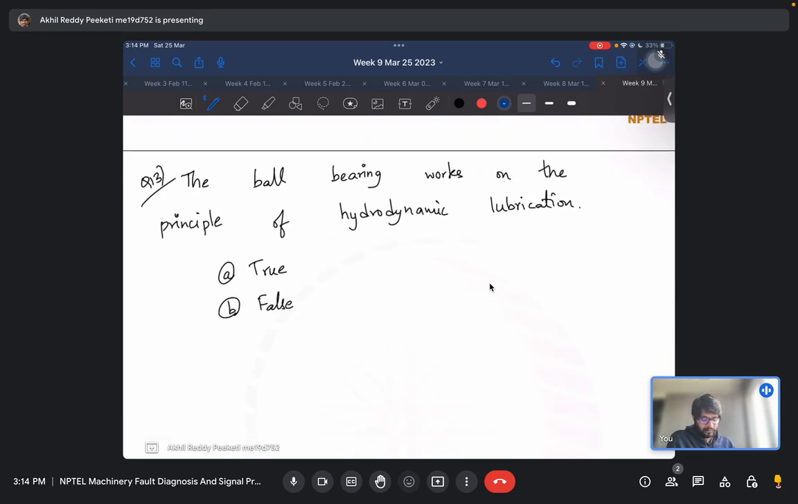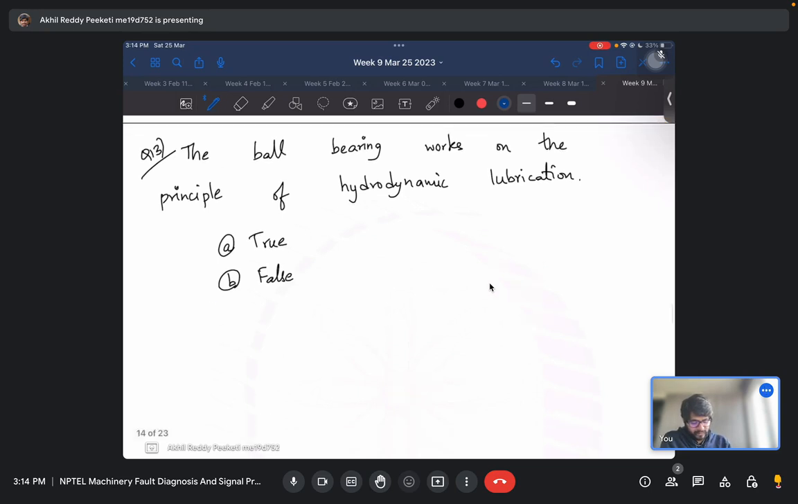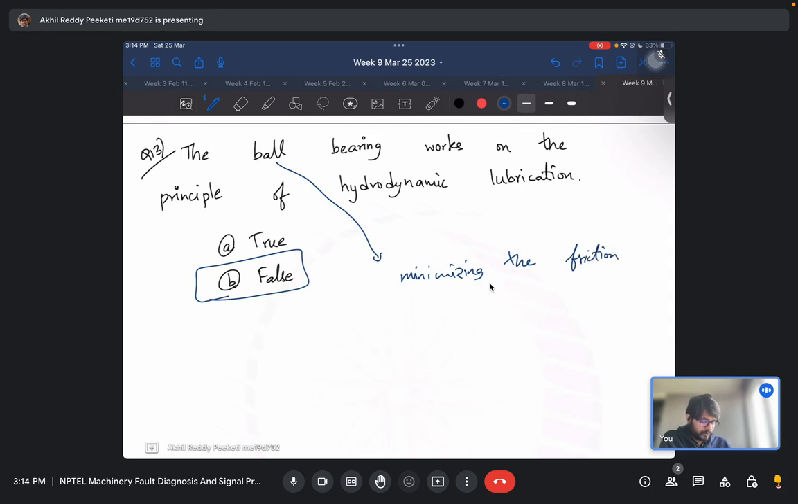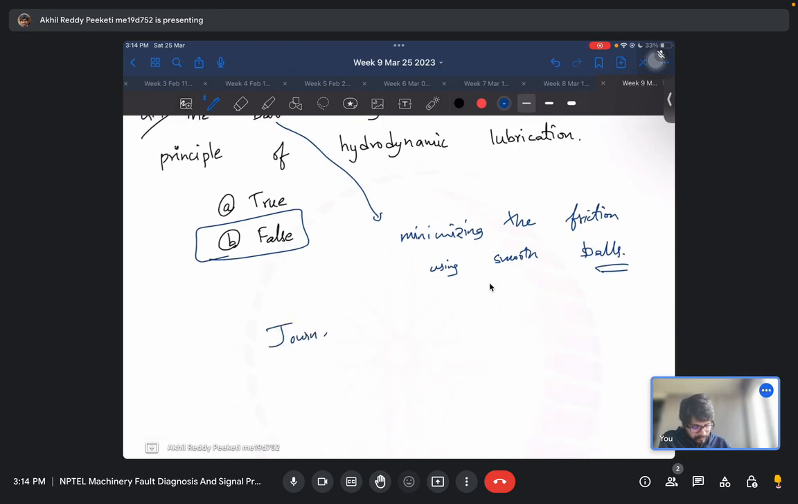Okay, next question: the ball bearing works on the principle of hydrodynamic lubrication. True or false? The answer is false, because ball bearings work on minimizing the friction using smooth balls. So they don't work on hydrodynamic lubrication, but journal bearings work on the principle of hydrodynamic lubrication.